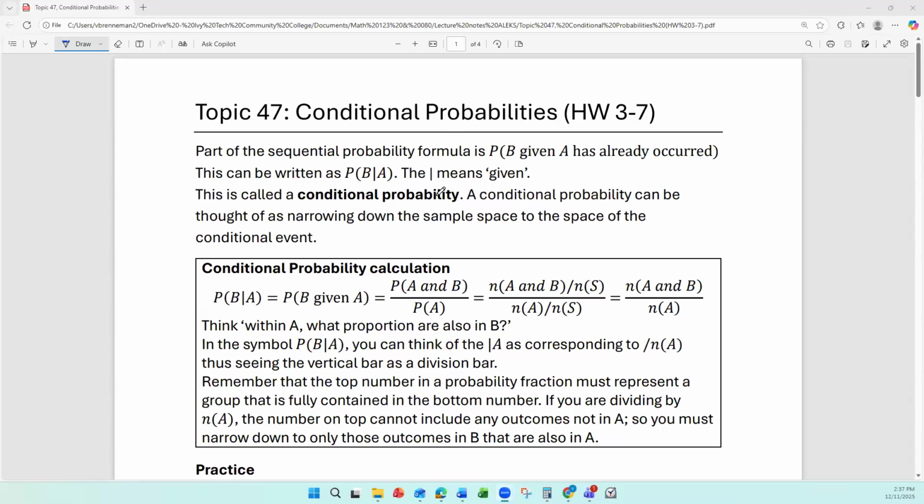This video is over topic 47, practice problems, conditional probabilities. So the main thing is to learn this notation. P(B | A) is the probability of B given A. And what does that mean calculation-wise? It means that you are narrowing down, so you're dividing by the A total, or the number in A. And then on top is going to be the ones from B that are within A, or in other words, the number in the overlap of A and B.